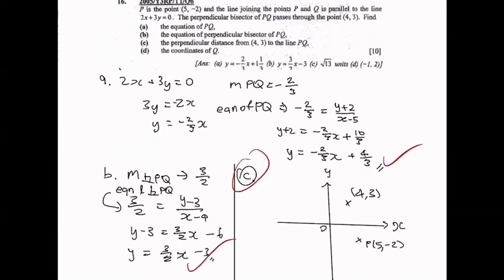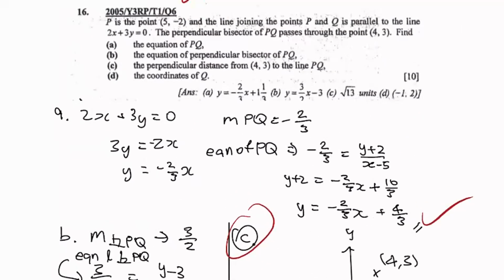Something wrong. Let's take a look. So point P is the point 5, -2. Line joining the points P and Q is parallel to the line 2x plus 3y equal to 0. Perpendicular bisector of PQ passes through the point 4, 3. Find the equation of PQ, the equation of the perpendicular bisector of PQ, and the perpendicular distance from 4, 3 to the line PQ. Now I cannot understand by reading so quickly. I need to draw a diagram. Where's 5, -2? Maybe somewhere here. Then parallel to line 2x plus 3y equal to 0. What was the gradient? Equation of PQ, -2/3 plus 4/3. So maybe something like that.